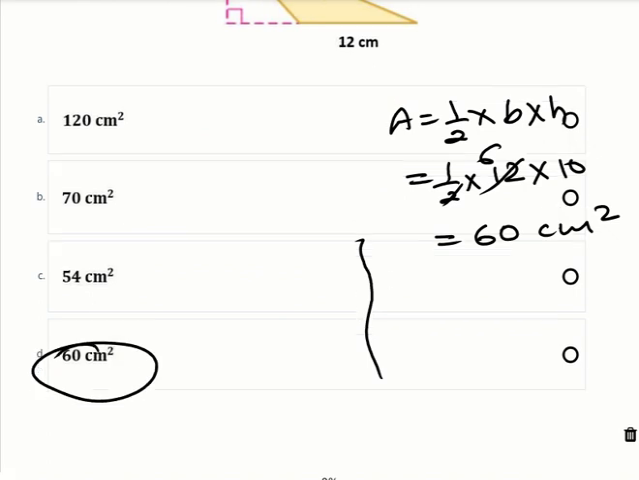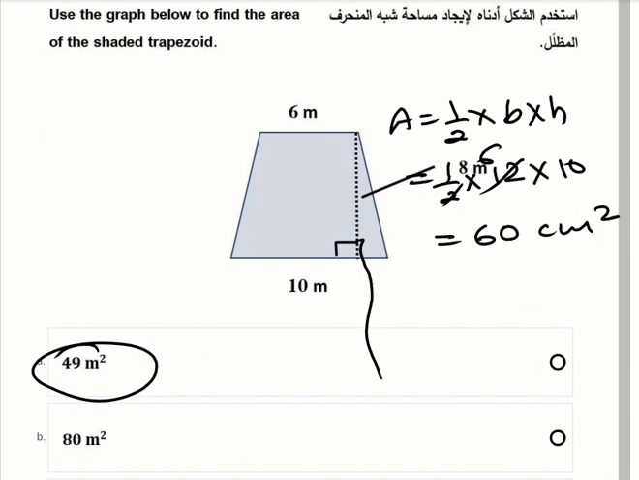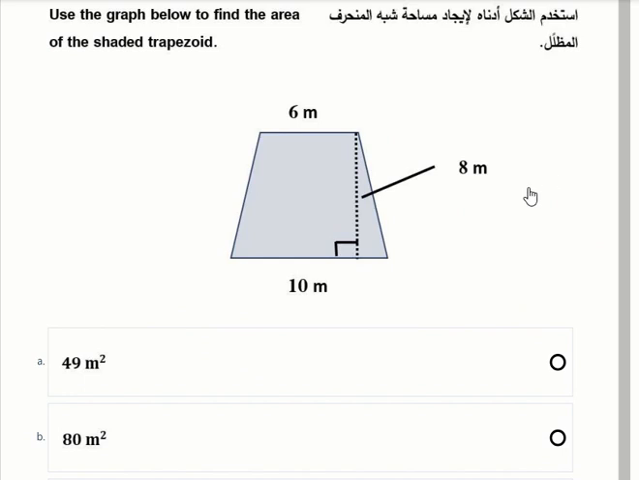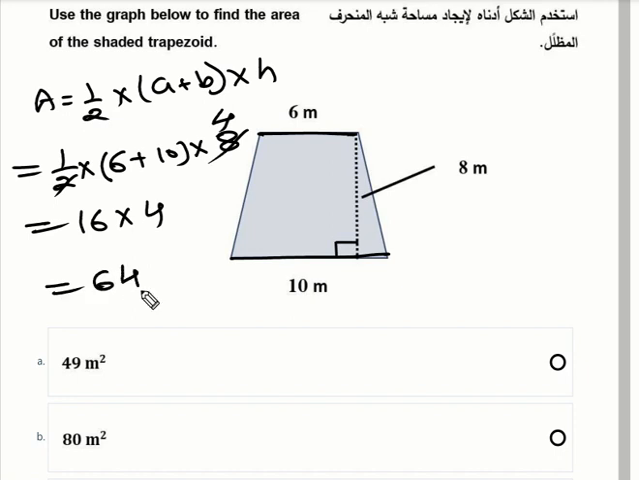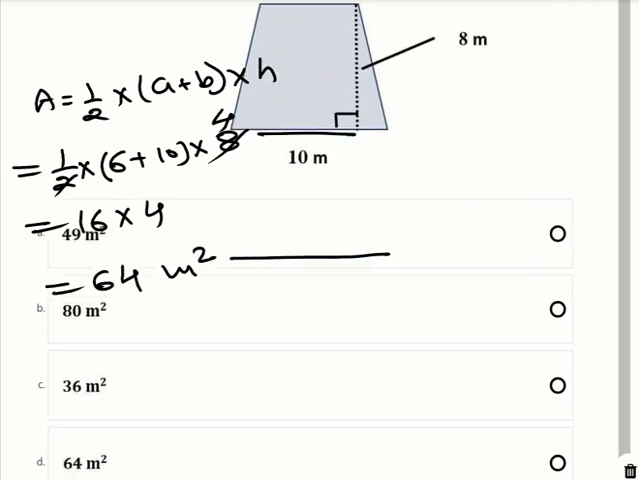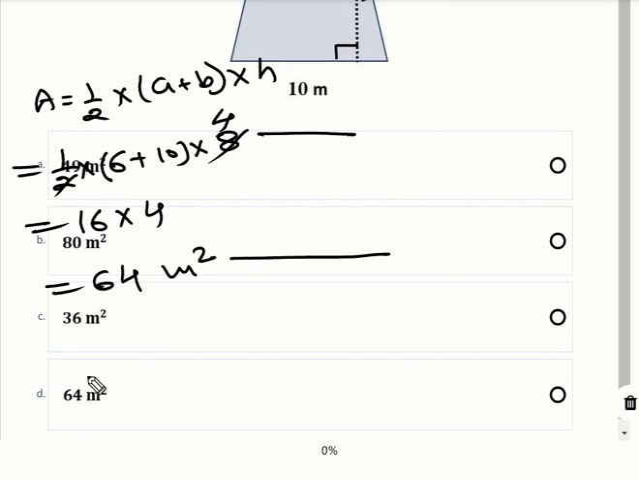Now another question can be this. What they say is, use the graph below to find the area of the shaded trapezoid. So what you can do here, the trapezoid area is equal to half times (a plus b), where a and b are the parallel sides, multiplied by the height. So it is equal to half times, parallel sides are 6 and 10. Parallel sides means those which do not cut each other, and then multiplied by the height, which is 8. So 8 divided by 2 is 4. 10 plus 6 is 16. 16 multiplied by 4 is 64 meter square. Okay, this will be the answer, the last one, 64 meter square.